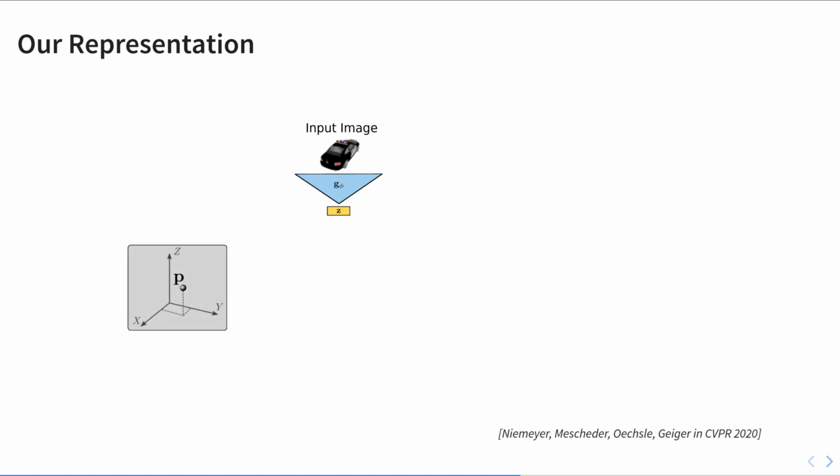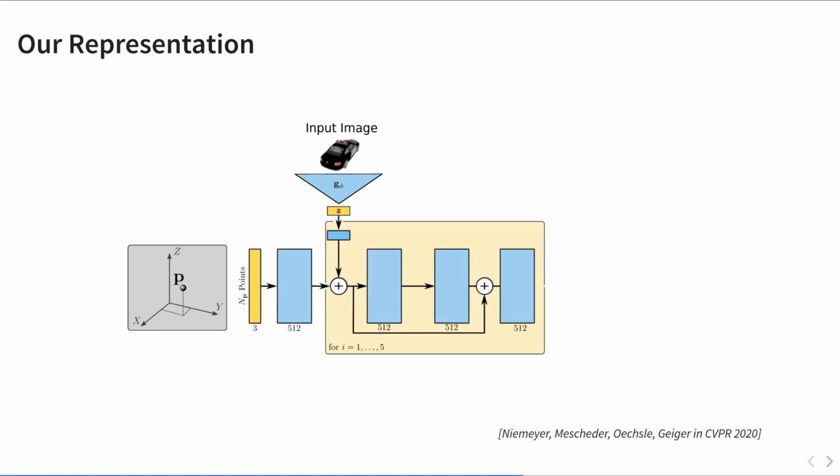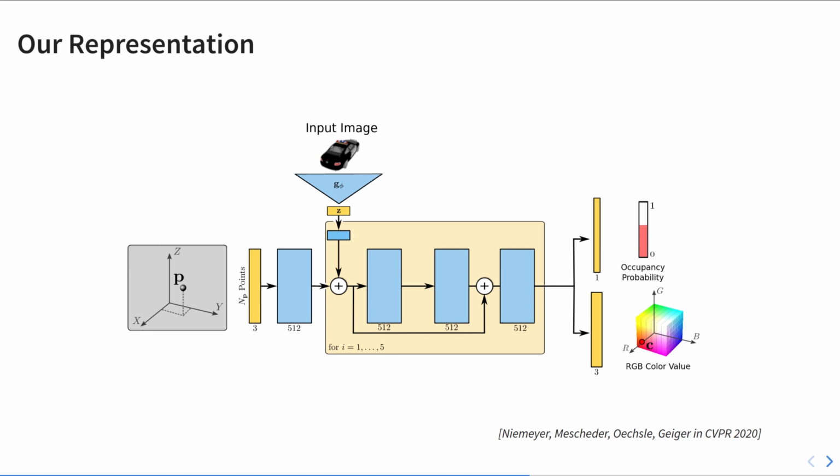We then take our query point in 3D space, pass it through our neural network, which is conditioned on this latent code Z. We arrive at our first one-dimensional output, which is the occupancy probability of this point lying inside or outside the mesh. We add another shallow head of 3 dimensions, which additionally predicts RGB color values. We refer to the first head predicting occupancy probabilities as occupancy network and to the 3-dimensional head predicting RGB color values as texture field.